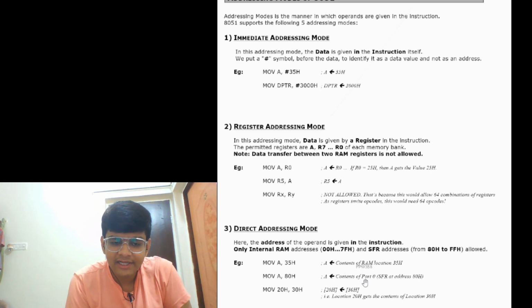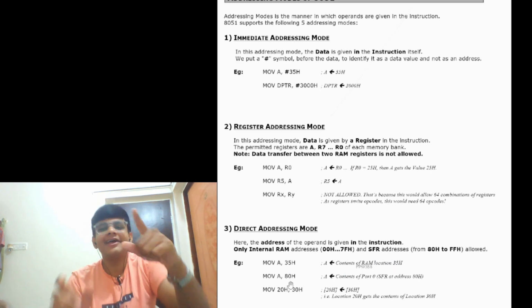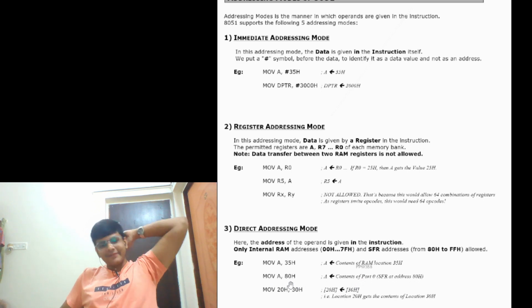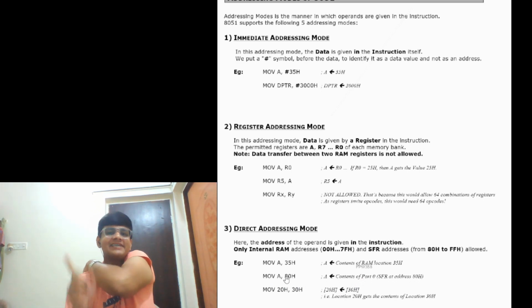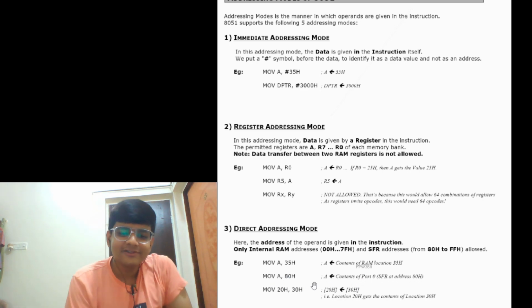Here also A will get the contents of the 80H location. What is the address? Address 80H depicts port 0. Port 0 has address 80H; I have already told you in a previous video. So here A will get the contents of the address 80H.